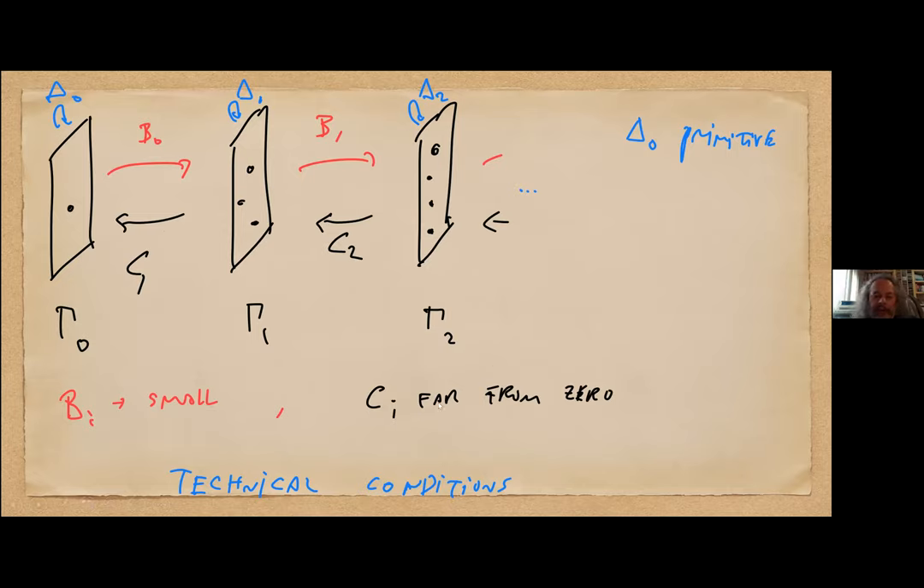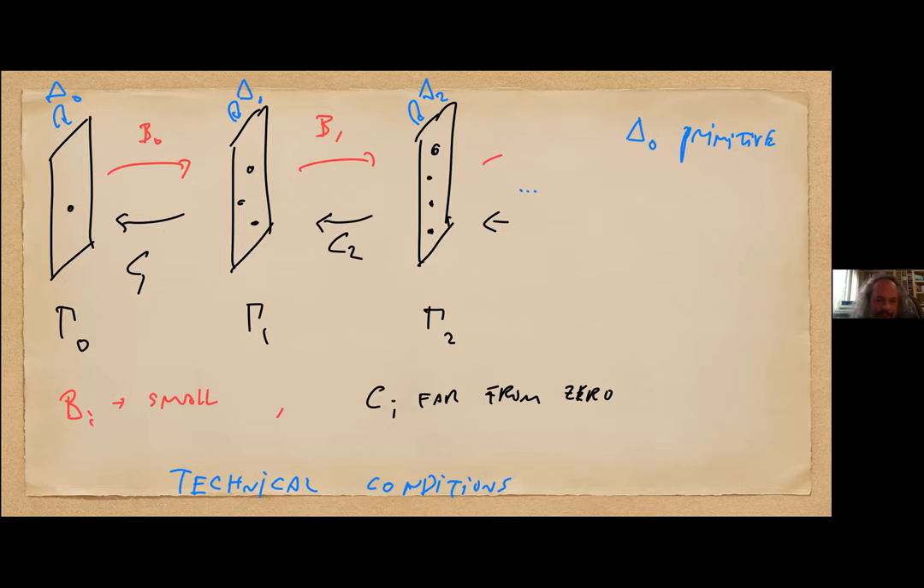And the C's are far from zero. So what's the meaning of this? Well, I mean that you cannot be trapped in some layer gamma two, for example, or gamma infinity. You always have the probability of going down. It's important in order to get these measures, okay? So those are more or less the technical conditions expressed in a few words.